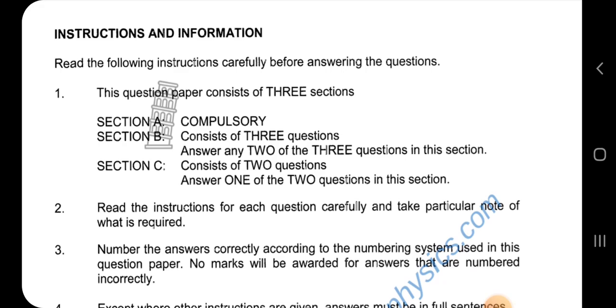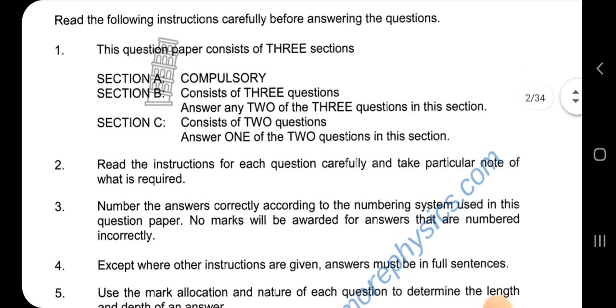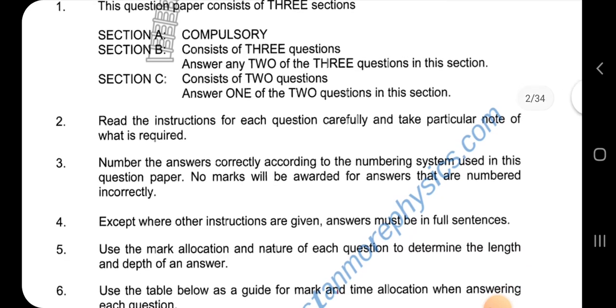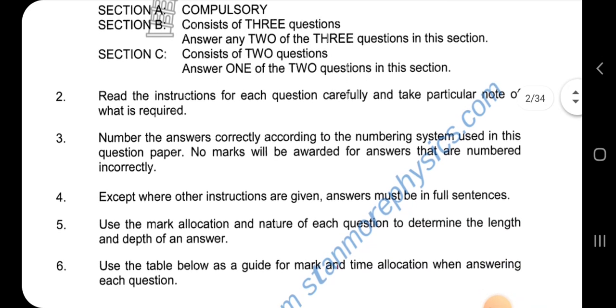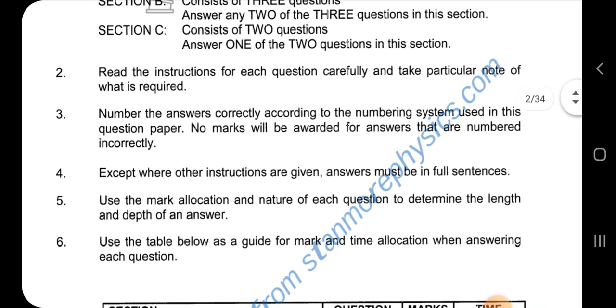Answer any 2. So in question B, you're going to be given 3 questions, but you only answer 2 of the 3 questions. And then in question C, you'll be given 2 questions, which is an essay question, but you answer only 1. Read the instructions for each question carefully and take particular note of what is required. So number the answers correctly according to the numbering system used in this question paper. No marks will be awarded for answers that are numbered incorrectly, except where other instructions are given.